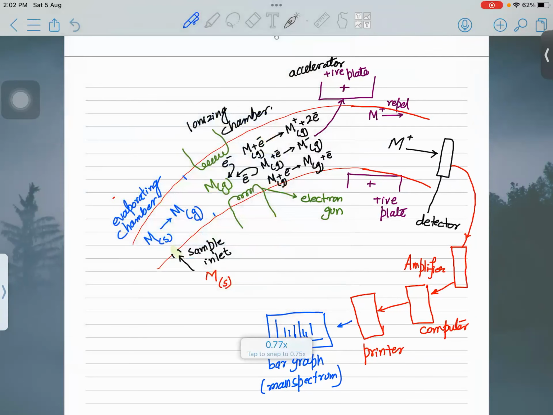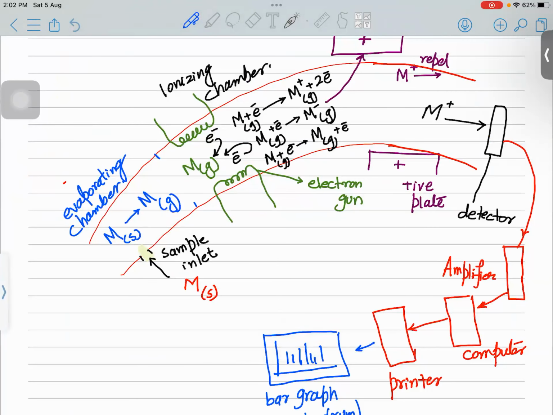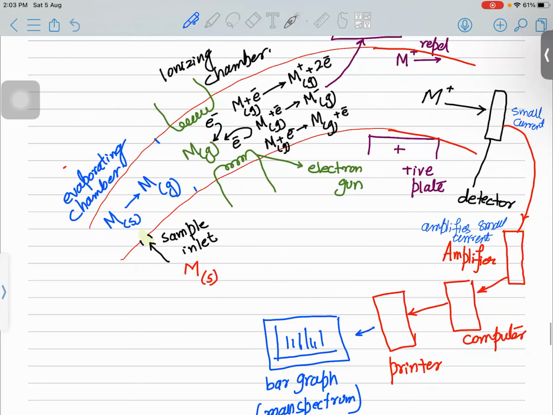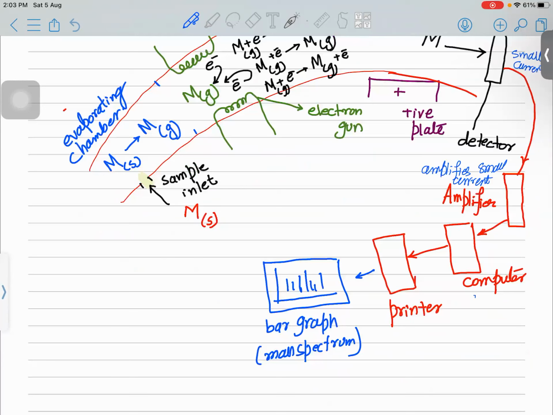Okay, I want to write a few points. Here you have the detector response. A small current is developed. The amplifier amplifies the small current. The computer converts the electric signal to an electronic signal.